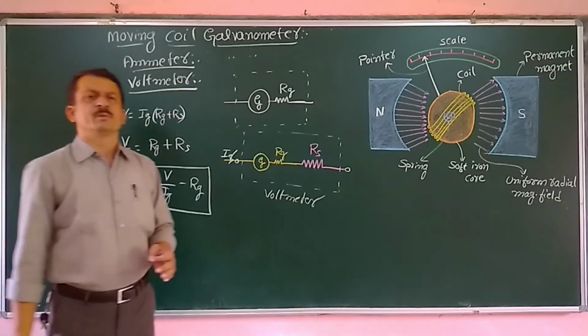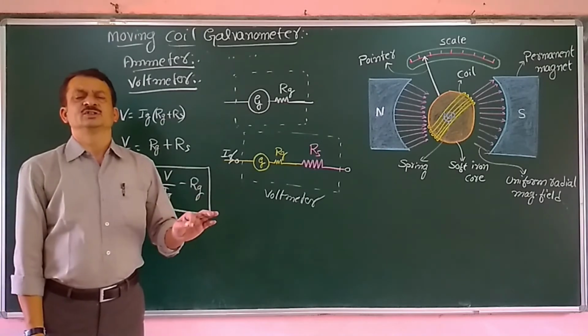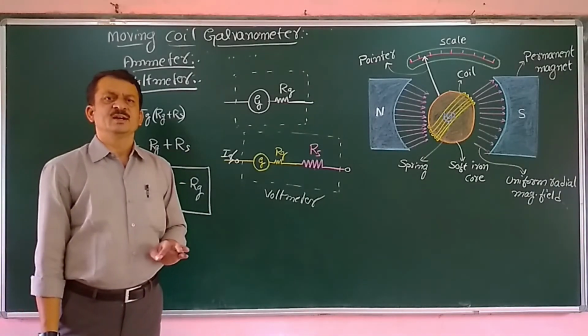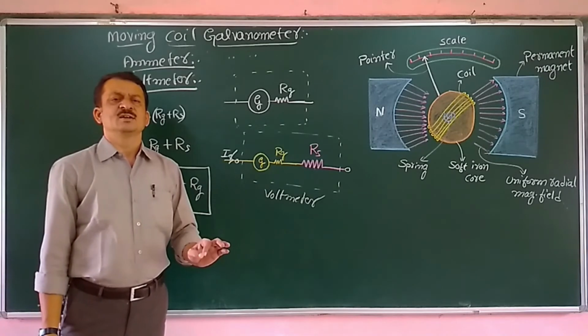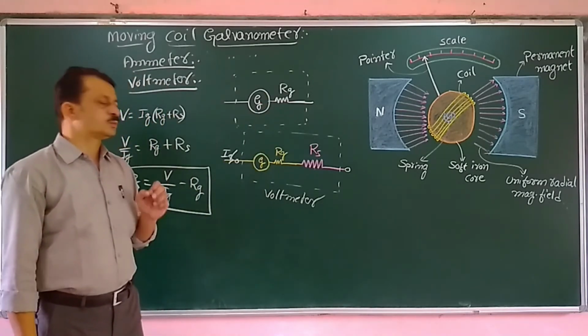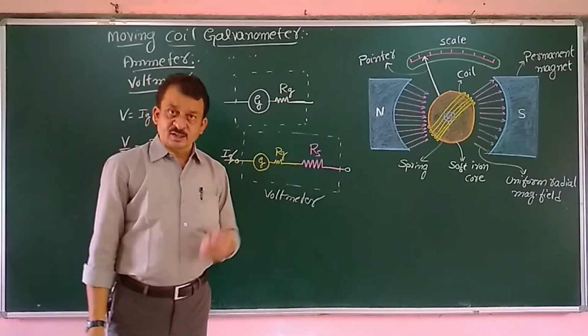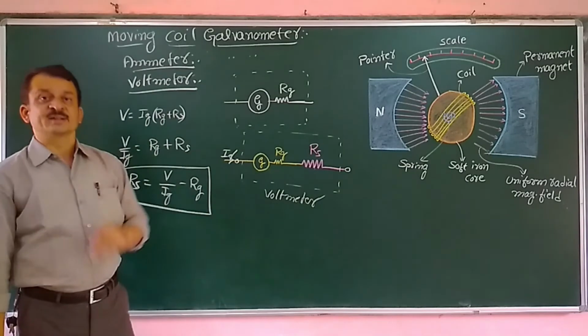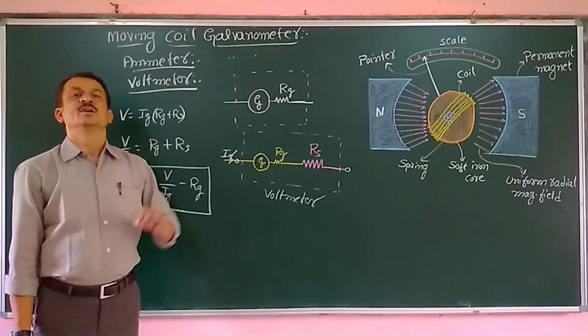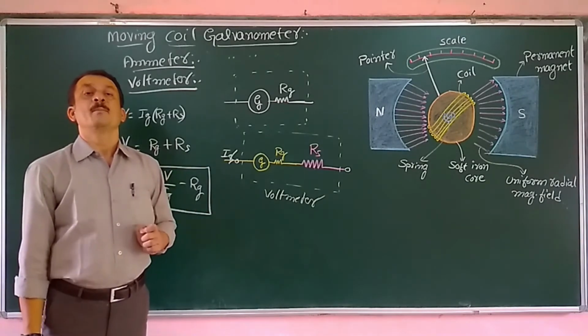So one thing you should remember, an ammeter has low internal resistance. For that reason, the ammeter is always connected in series with the circuit. A voltmeter has high internal resistance. For that reason, it is always connected in parallel.